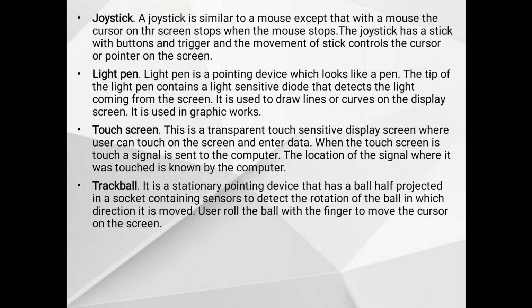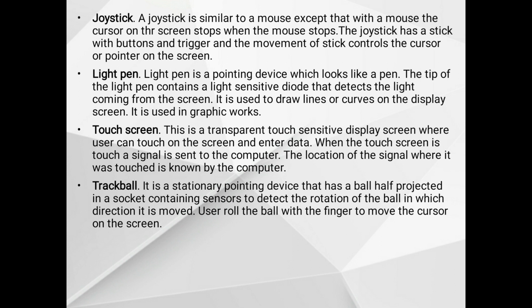Then we have is touchscreen. So everyone, I think, is also familiar with the touchscreen. If you see your tablet, your mobile phone, that technology is touchscreen technology. So it is a transparent, touch sensitive display screen, where user can touch on the screen and enter the data or input data. So when the touch screen is touched, a signal is sent to the computer. So by that, the location where it was touched is known by the computer.